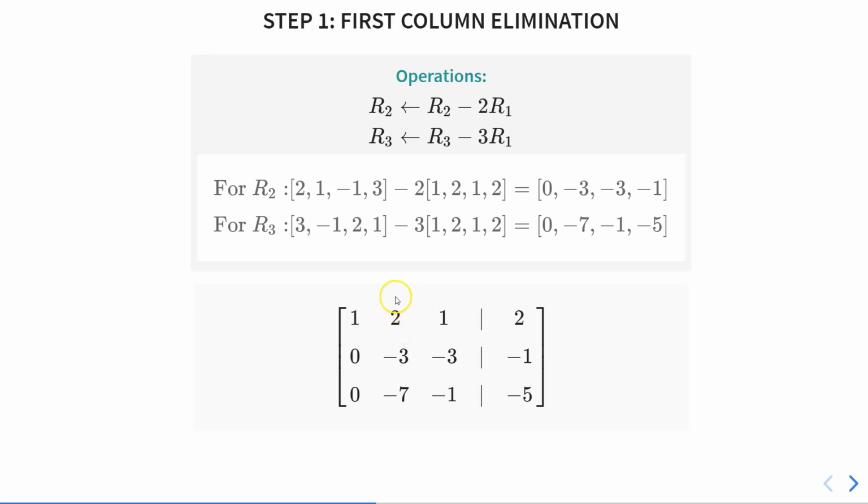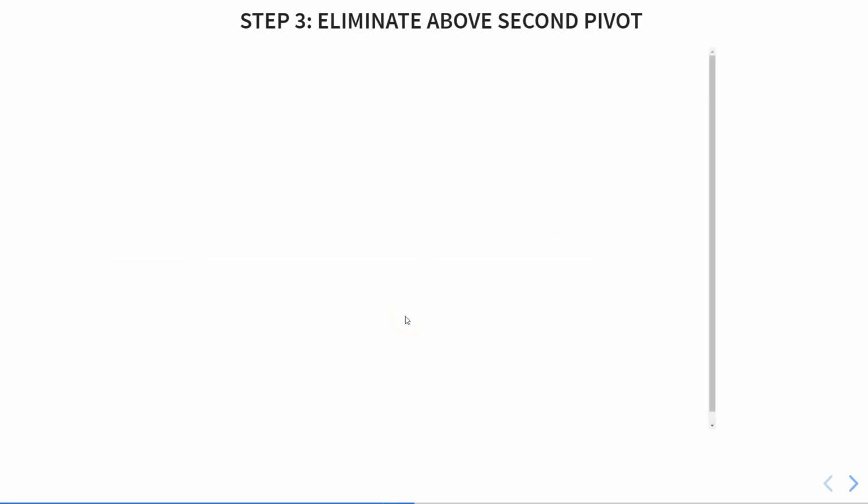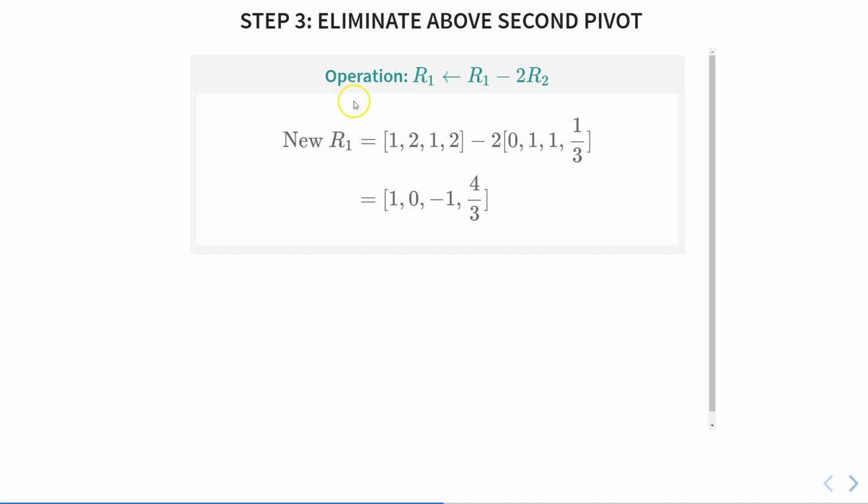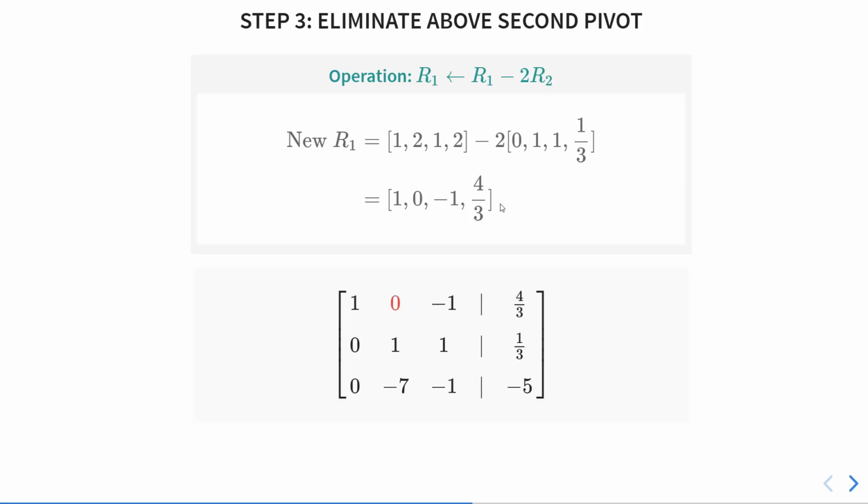Now I am going to make the first row second element 0. For that I have to do a row operation on the first row, to eliminate above the second pivot. So R1 minus 2R2 will give the new R1. New R1 is old R1, 1 2 1 2, minus 2 times R2. If I do that operation, then new R1 will be 1 0 minus 1 4 by 3. If I plug in that new R1, the new matrix will be 1 0 minus 1 4 by 3, 0 1 1 1 by 3, 0 minus 7 minus 1 minus 5.